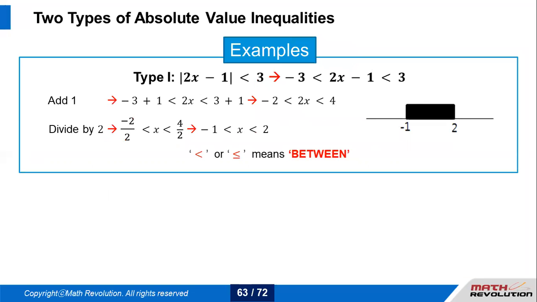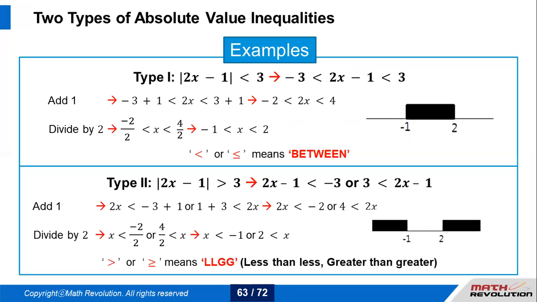So this is the example for type number 1, which says 2x minus 1 is less than 3. It is less than, so we'll write it in between. So it becomes minus 3 is less than 2x minus 1, which is less than 3. Adding 1 on both sides, we get minus 2 is less than 2x, which is less than 4. Dividing by 2 on both sides, we get minus 1 is less than x, which is less than 2. So that means the value for my variable x lies between minus 1 and 2.